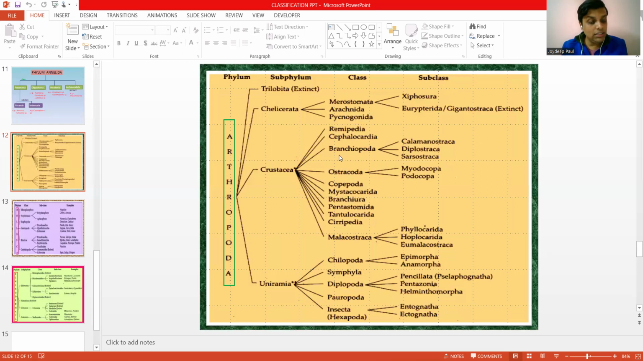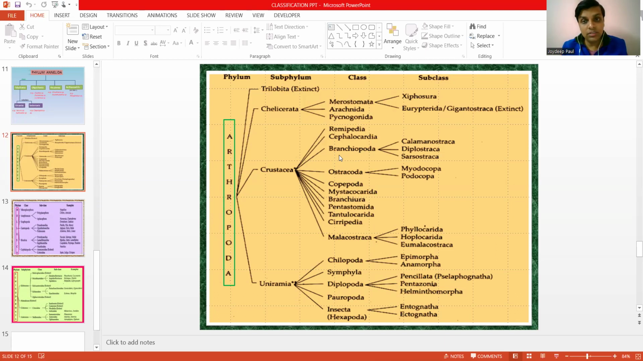Third class is Branchiopoda. Trunk appendages are flattened, leaf-like structures. Coxa is provided with a flattened epipod that serves as a gill, and hence the name gill feet. Over 850 living species can be found in this class, which can further be subdivided into three subclasses.